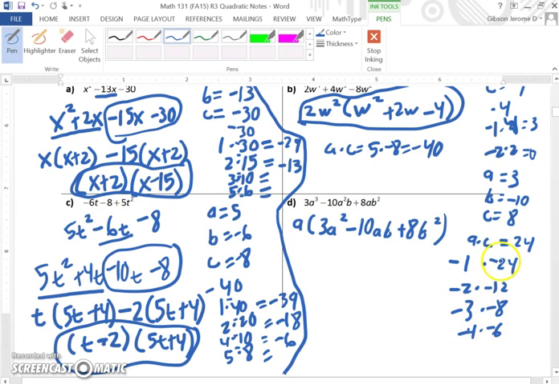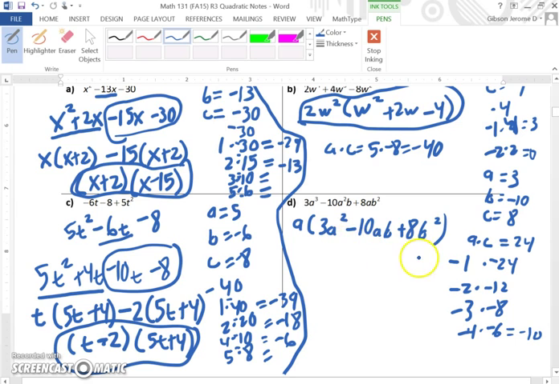So, now we have to add these together. And whichever one gives us negative 10, we will use those two values. We can see here that negative 4 and negative 6 will give us negative 10. We don't have to add all of those together.